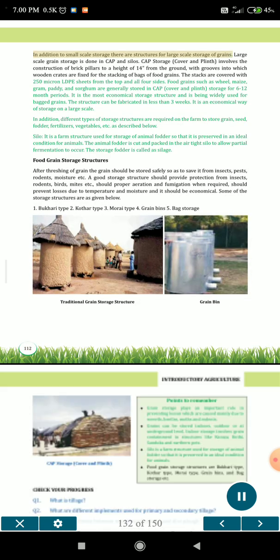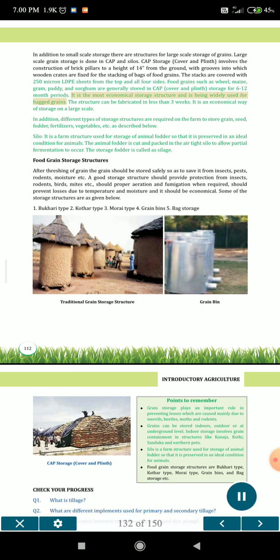In addition to small-scale storage, there are structures for large-scale storage of grains. Large-scale grain storage is done in cap and silos. Cap storage, cover and plinth involves the construction of brick pillars to a height of 14 inches from the ground, with grooves into which wooden crates are fixed for the stacking of bags of food grains. The stacks are covered with 250 micron LDPE sheets from the top and all 4 sides. Food grains such as wheat, maize, gram, paddy, and sorghum are generally stored in cap, cover and plinth storage for 6 to 12 month periods.